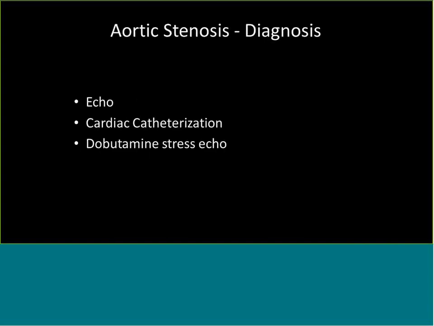To diagnose aortic stenosis, I'm not going to go over the different tests, you'll know what an echo, a cardiac cath and a dobutamine stress echo are. But we know that the echo allows us to calculate the valve area, the gradient across the valve, and the velocity of blood flow across the valve. With cardiac catheterization, you can use a pressure wire across the valve and measure the gradient between the ventricle and the aorta, so we can check that.